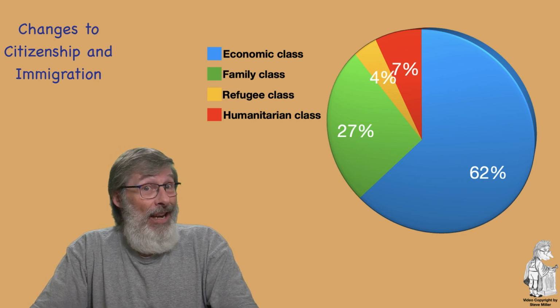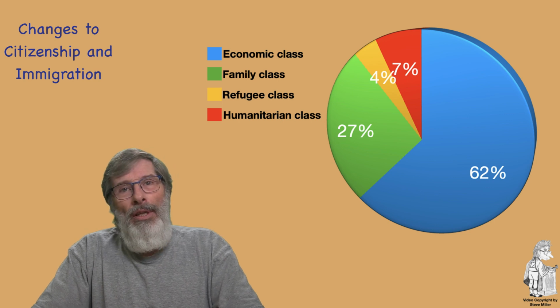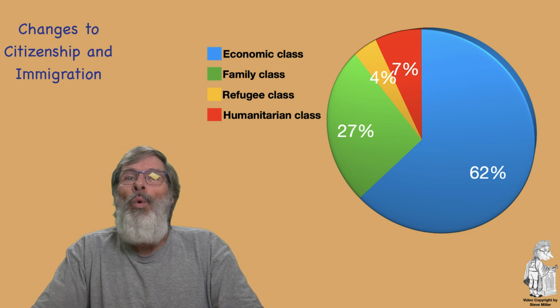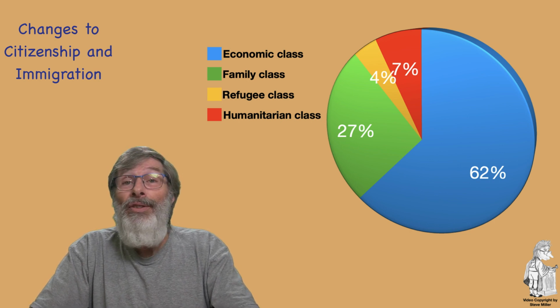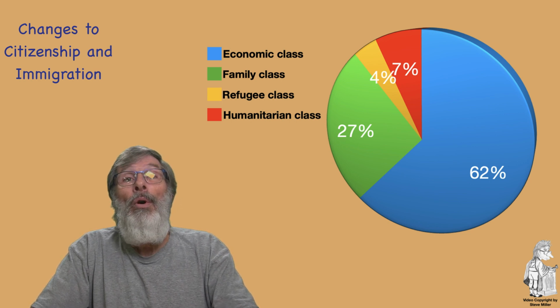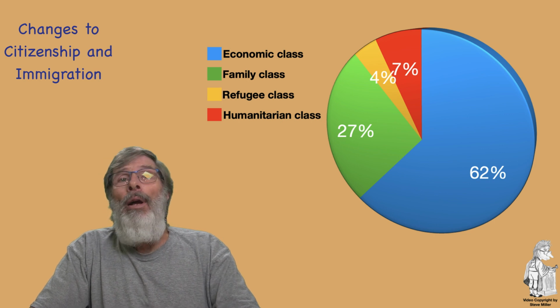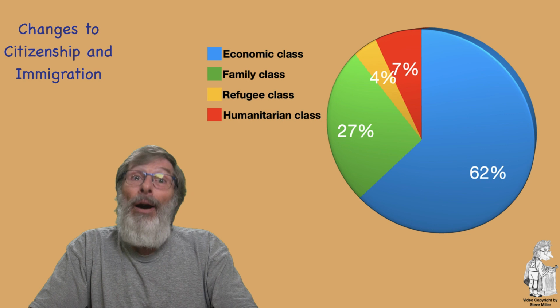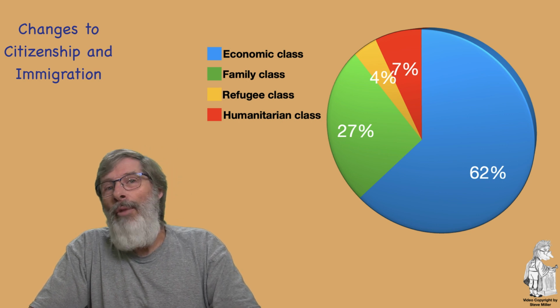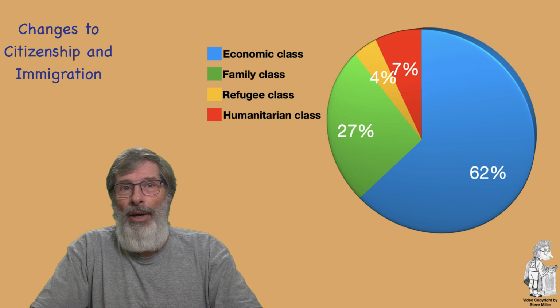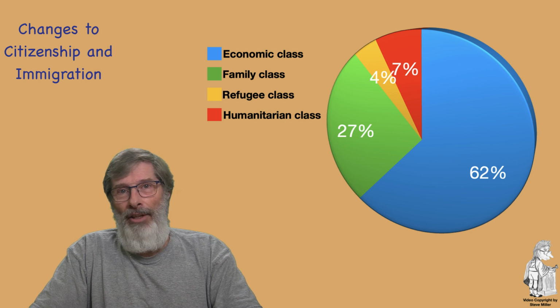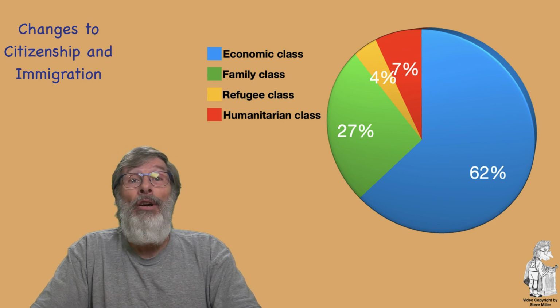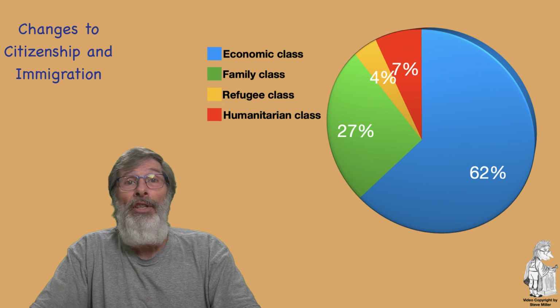The third is the refugee class, immigration based on a well-founded fear of persecution from the country of origin because of race, religion, nationality, or membership in a particular social group or political opinion. And then there's a fourth class, under other immigrants, and it includes those who are admitted on humanitarian and compassionate grounds. Generally, on the whole, 62% are based on economic class and 27% on family class, as of 2013.